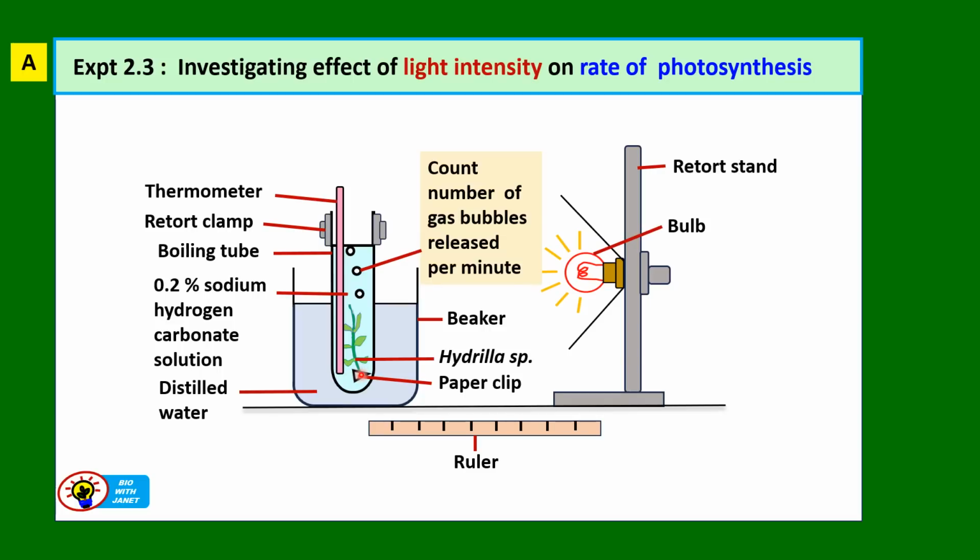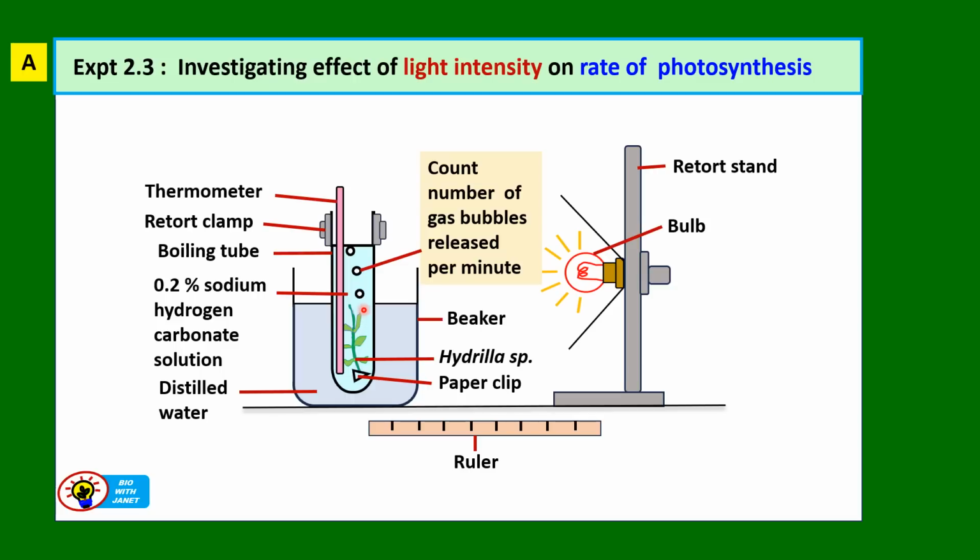Now, why is that so? It's a precaution so that the paper clip or plasticine will weigh down the Hydrilla species plant right to the bottom here, and it will not float at the top. If the plant were to float upwards to the top, then the experiment cannot be carried out. You cannot count the number of gas bubbles released, right? So it must be weighed down to the bottom, to ensure that the Hydrilla plant is fully immersed in the solution in the boiling tube.